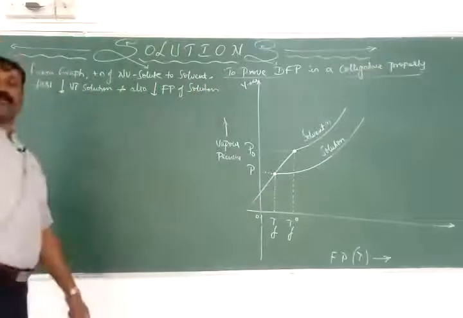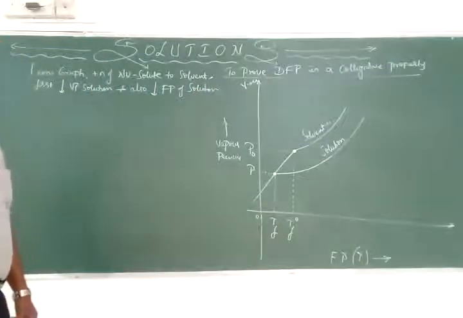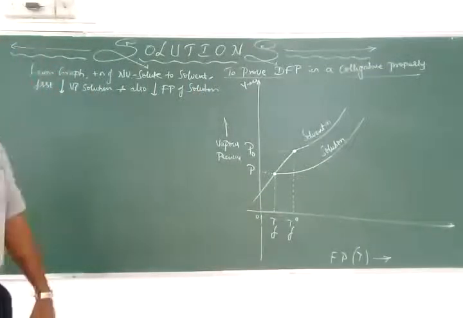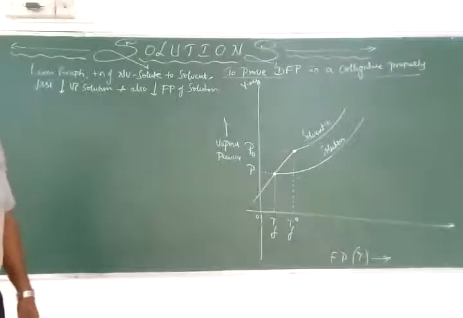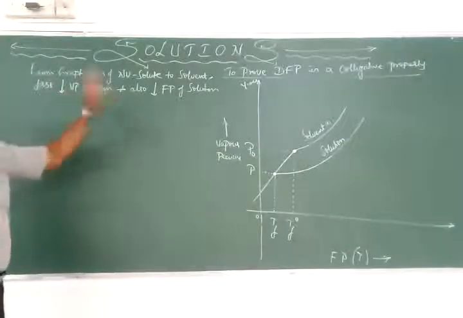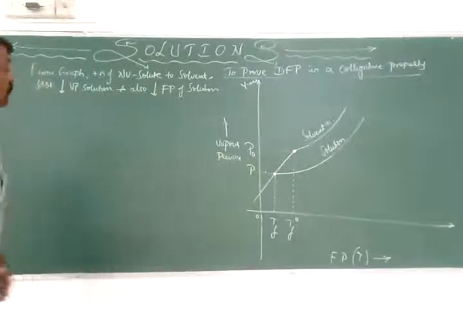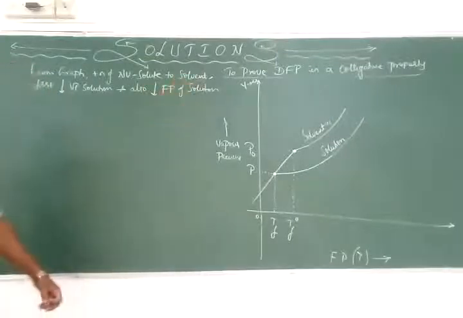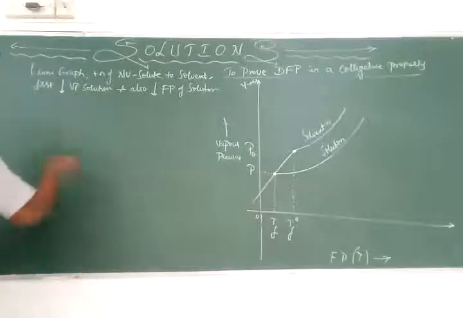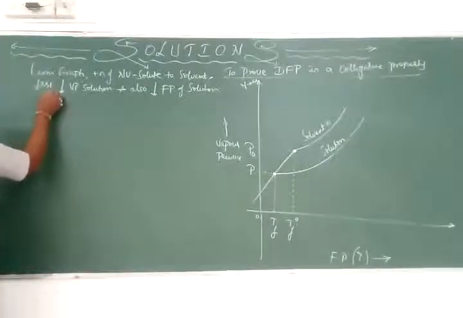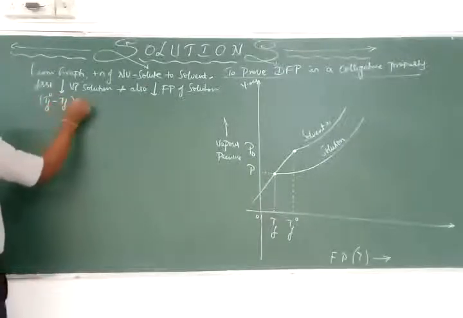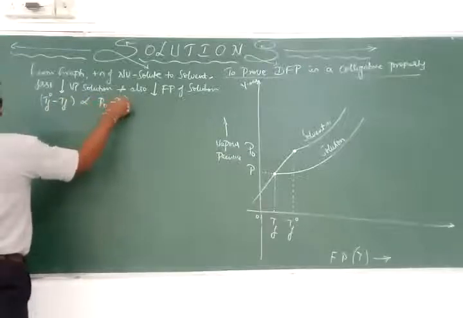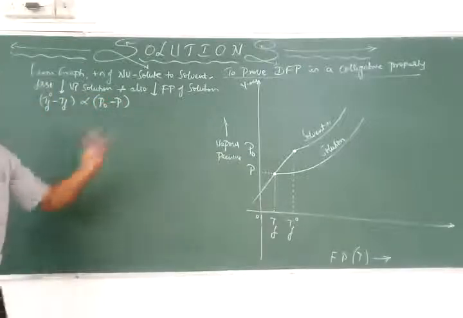But in the previous graph, the decrease in the vapor pressure of the solution was accompanied by an increase in the boiling point of the solution. Here, both the freezing point and the vapor pressure go on decreasing. First it decreases the vapor pressure of the solution, and also it decreases the freezing point of the solution. That is, Tf naught minus Tf is proportional to P naught minus P. It is obtained from the graph.